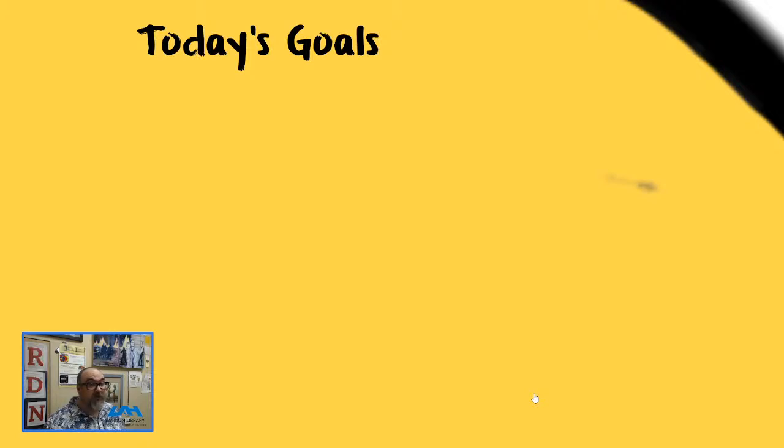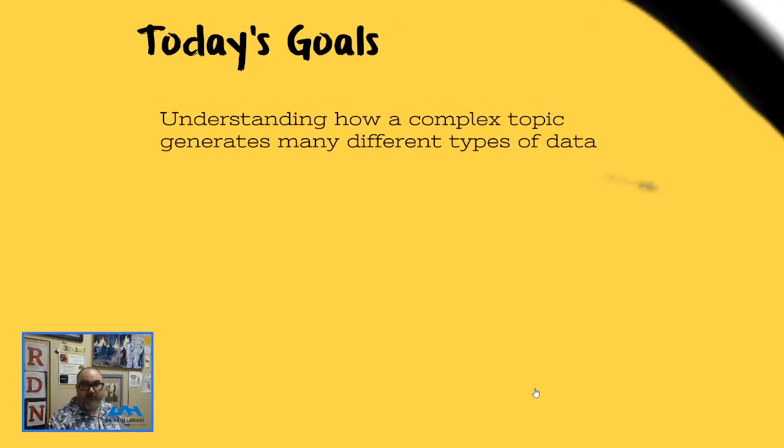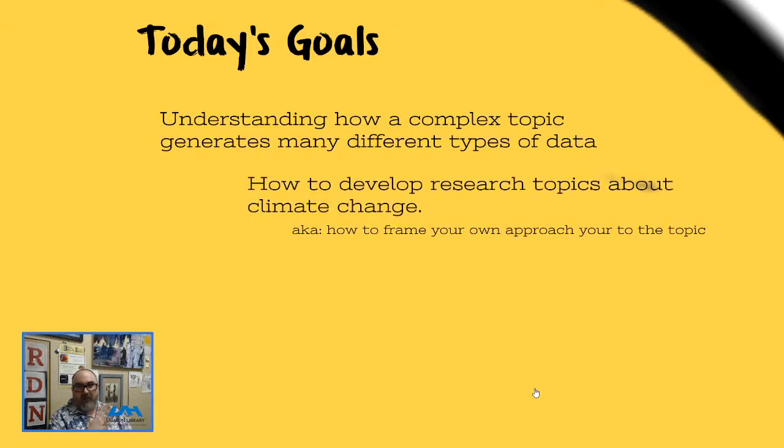So for today, we're going to have a small handful of goals. The first goal is understanding how these big topics generate lots of data, and how you as a researcher might sort through and find this data. The second is, when you're talking about something like climate change, how do you develop a research topic about a subset of that data? How do you define your own approach to the topic?